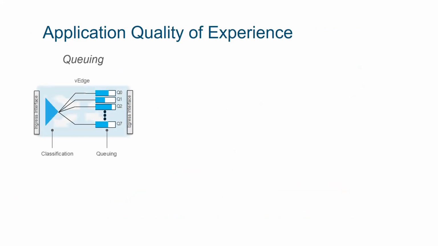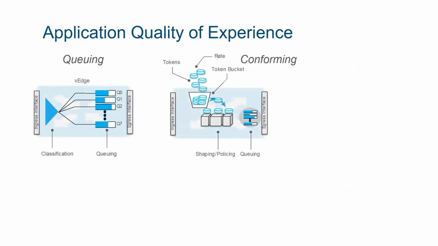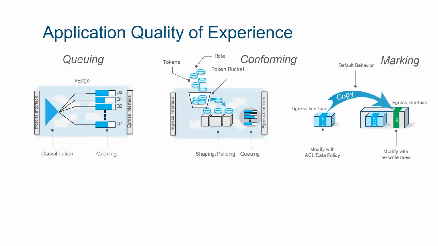Again, application quality of experience. We have QoS-based policy that we can apply on the SD-WAN side here. QoS by default has queues Q0, Q1, Q2, Q3, Q4, Q5, till Q7 here. Based on your requirement, you can modify that. You can configure the marking, the conforming rates and tokens, the bucket, the queuing, and the data policy, and you can modify or rewrite the rule using DSCP for the egress and ingress interface.